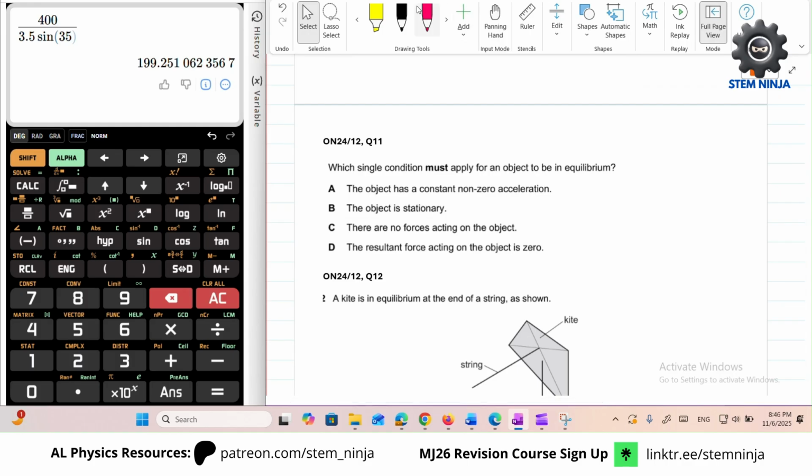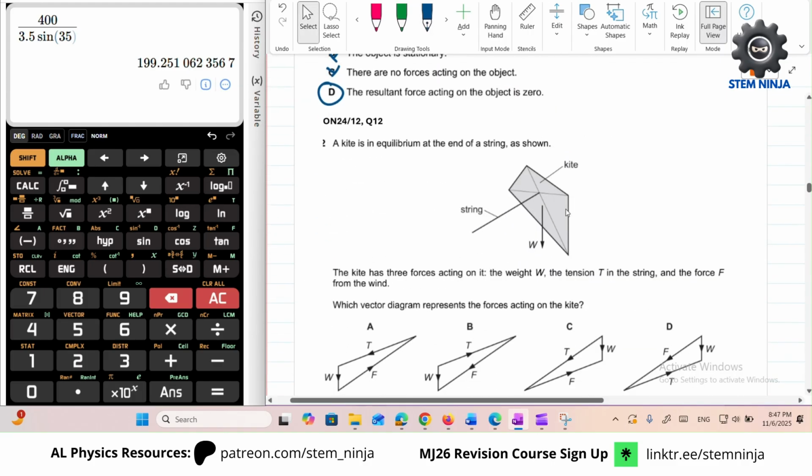Okay, which single condition must apply for an object to be in equilibrium? The object has a constant non-zero acceleration. So this is obviously not true. If an object is in equilibrium, it has no net force. The object is stationary. That is not necessary. There are no forces acting on the object. No, that is also not true. The resultant force acting on the object is zero. That is correct.